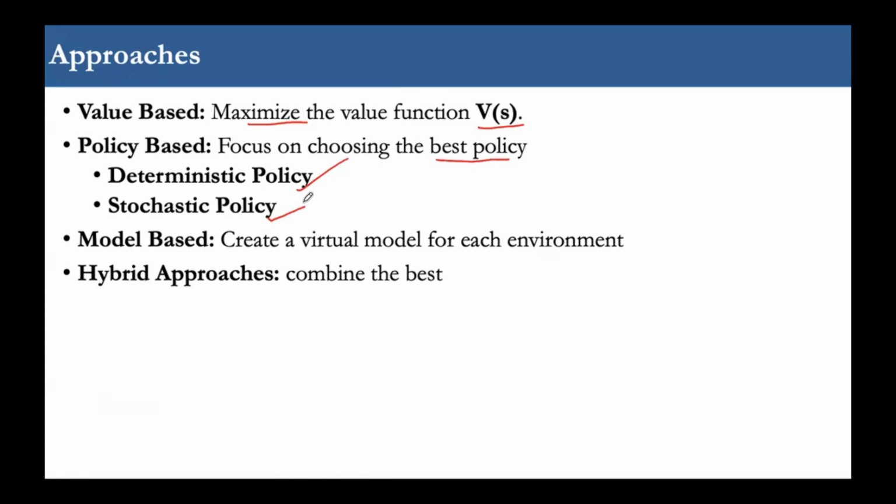The next one is the model-based approach. In the model-based approach, we create a virtual model for each environment, and the agent tries to learn for every specific environment. So this is said to be the model-based approach. And the last one is the hybrid approach. This combines the best of both policy-based and value-based reinforcement learning.